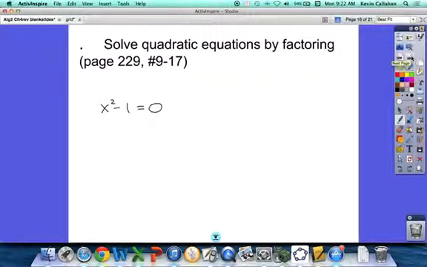Okay, solve by factoring. This was the number 3 question. Okay, what kind of factoring? Say again? It's the difference of squares again, right? That's x squared minus 1 squared. So that factors as x plus 1 times x minus 1 equals 0. So what does x equal? Negative 1, positive 1.